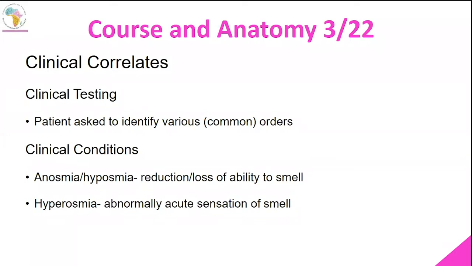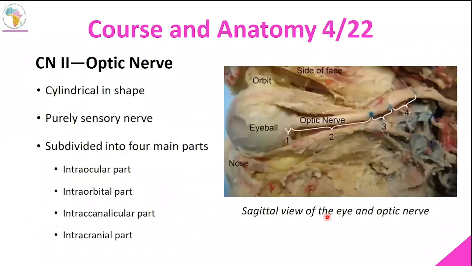the olfactory bulb that is lying over the cribriform plate, or it can be due to the inferior primary olfactory cortices, such as areas like the parahippocampal gyrus, as well as the entorhinal gyrus, which are prominently lying on the base of the skull. So we also have hyperosmia, which is abnormally acute sensation of smells.